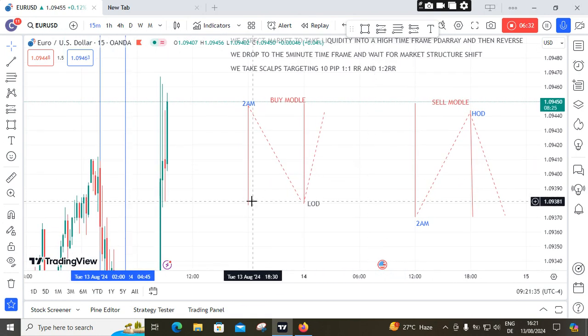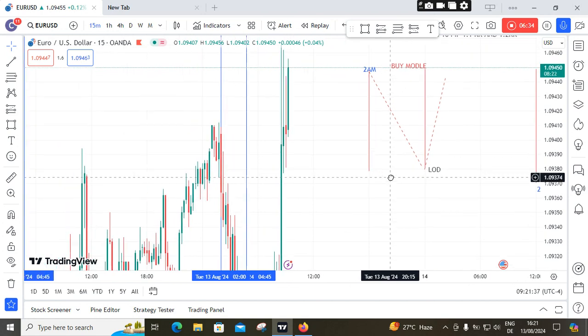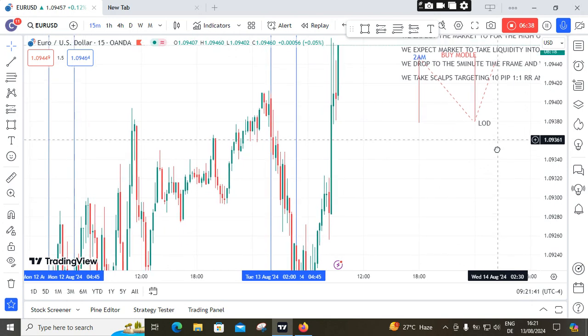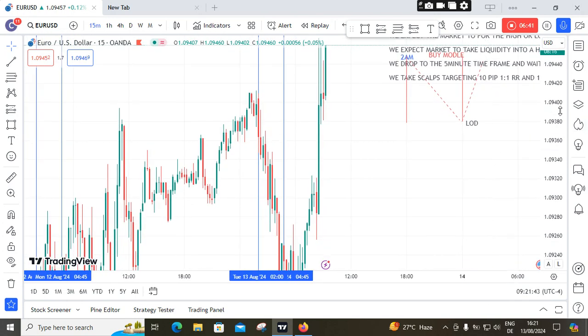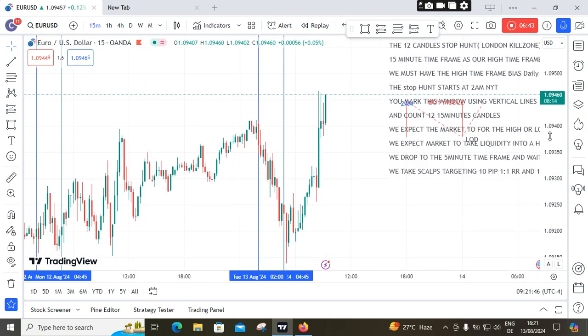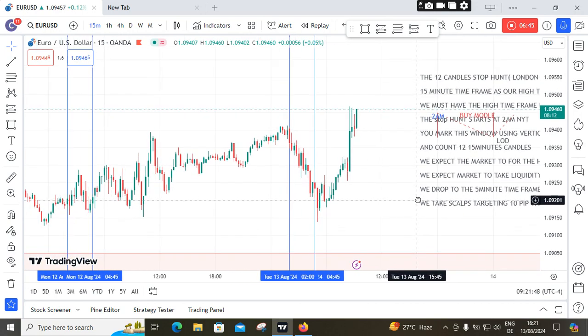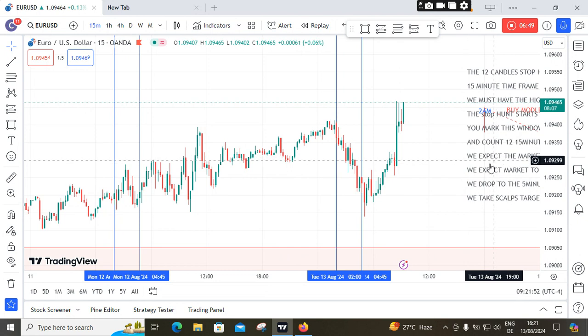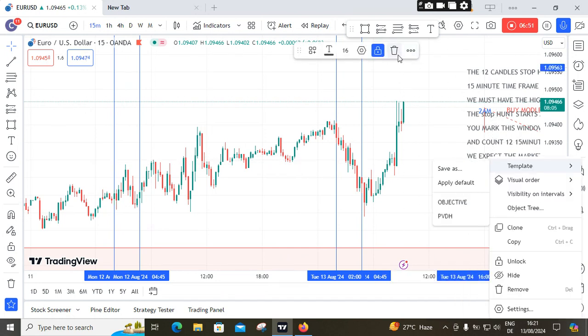So in today's trade on the Euro USD, we are on the 15 minutes time frame. We really want to prove whether our lesson is a viable one. So today's trading on the 15 minutes time frame. Let's first remove this.